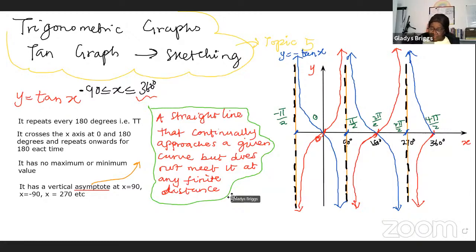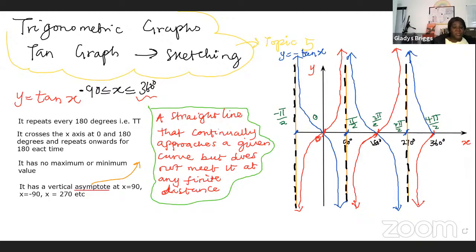Okay, so solving trigonometric equations using sketch graphs. I think that's towards the end of topic 5. I thought we would do this tomorrow, but we finished our time graphs quite early, so maybe we can do it today. We can make a start on it today, and tomorrow we can expatiate on it.